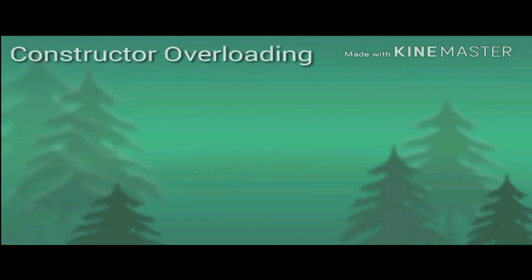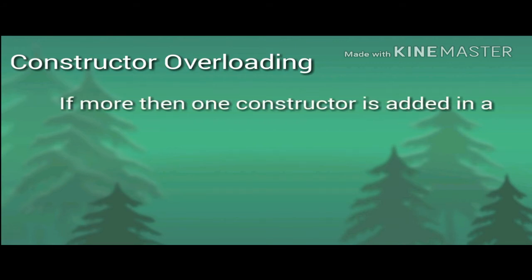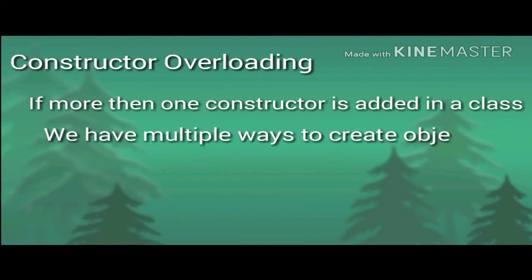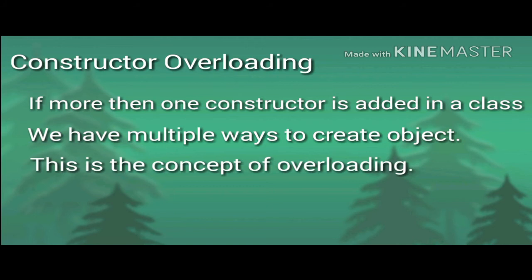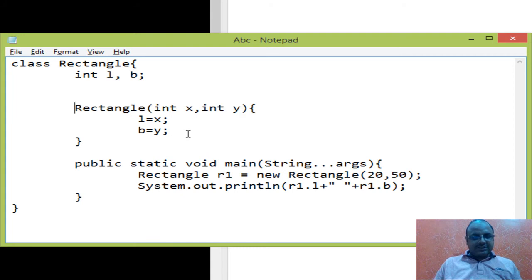Sometimes we need to create an object of a class in more than one way, and in such cases we can add more than one constructor with different parameters. This is the concept of overloading, where we have more than one way to create an object. But we can have multiple constructors.